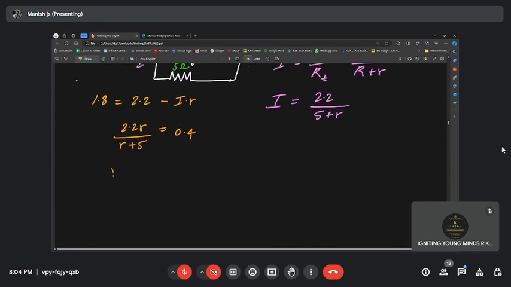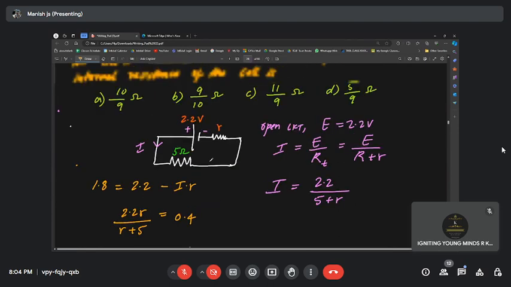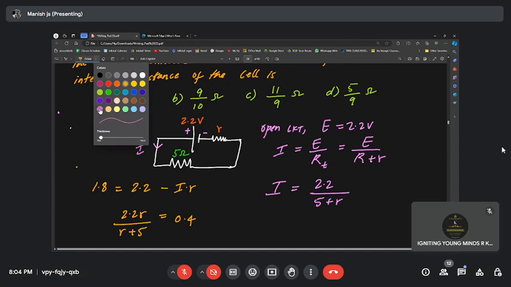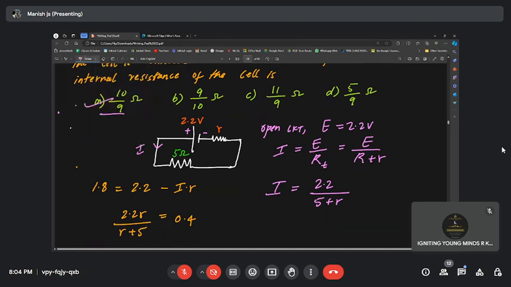Then go for a rearrangement. When you rearrange it, you will see that R is equal to 2 upon 1.8. And how much is that? You get that as 10 upon 9. So 10 by 9 ohms. I hope you guys are getting 10 upon 9 ohms. So that's your answer. Option A, 10 by 9, is the answer for this question.